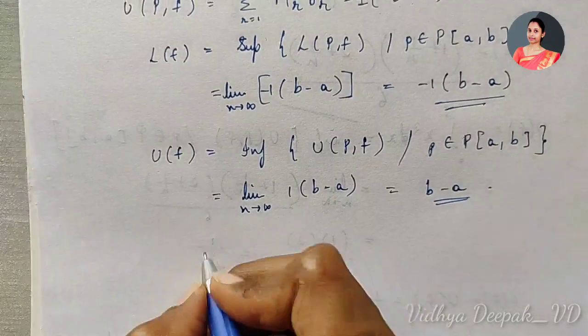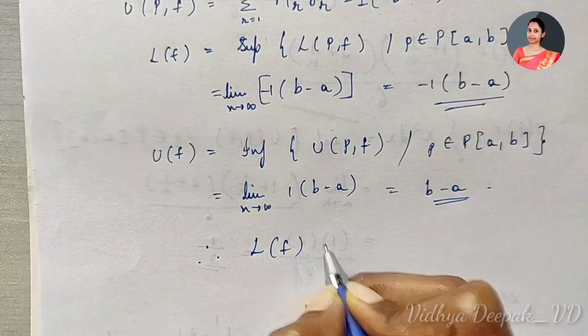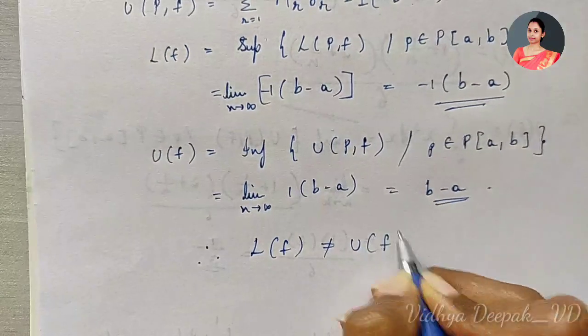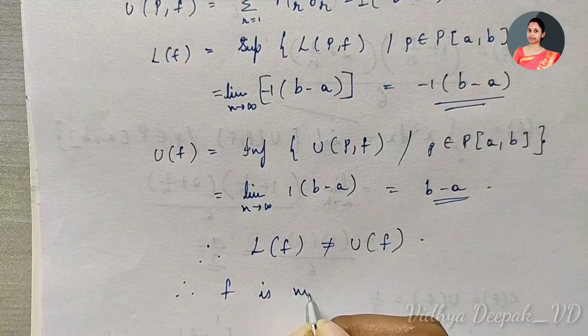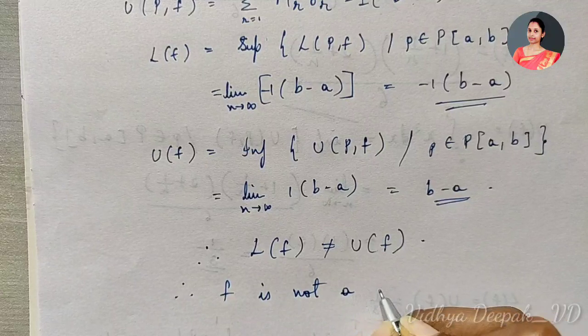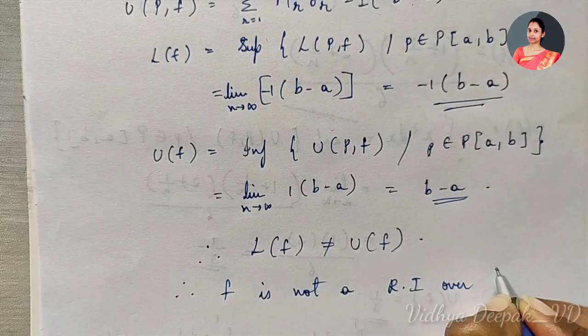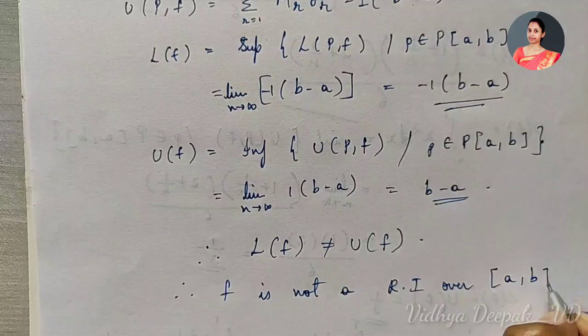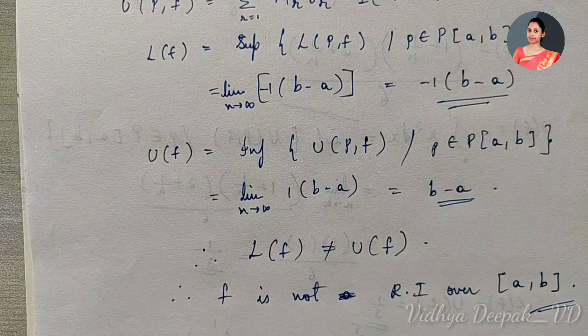Now therefore we can say L of f is not equal to U of f. So what is the conclusion? Therefore the function f which is given is not Riemann integrable over [a, b]. It is not Riemann integrable over [a, b].